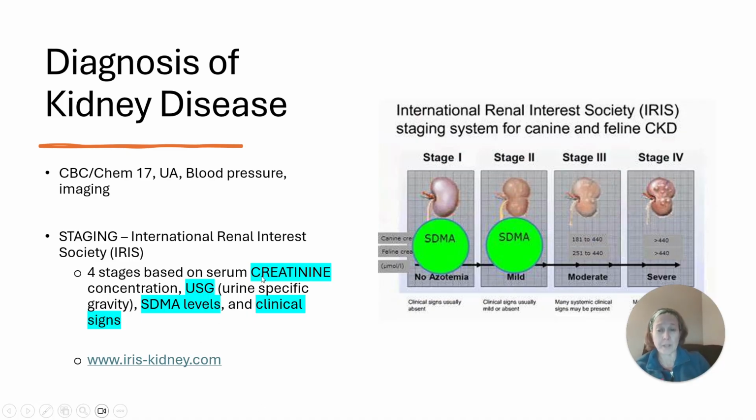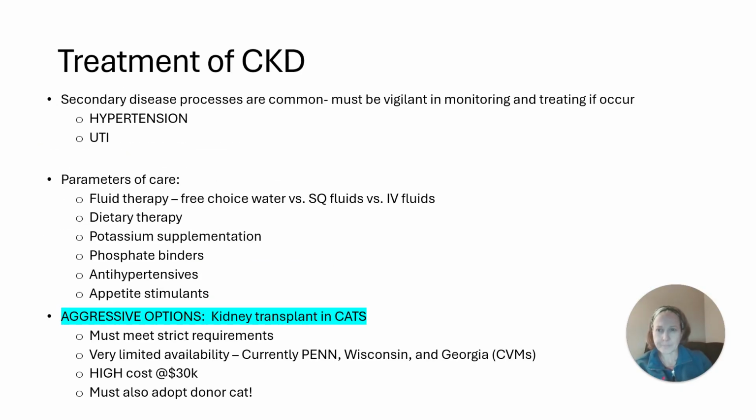They are based on serum creatinine, which is a blood measurement, urine specific gravity, which we measure with a refractometer, SDMA levels, and SDMA is like an early renal biomarker. It will become elevated sooner than our creatinine and BUN levels will, as well as clinical symptoms associated with it. If you have further interest in renal staging, I've left you a website link there.